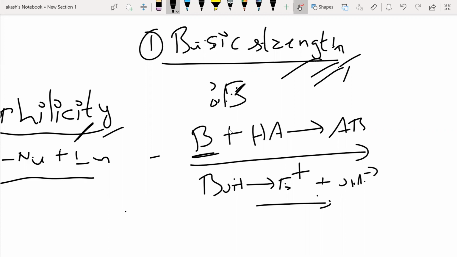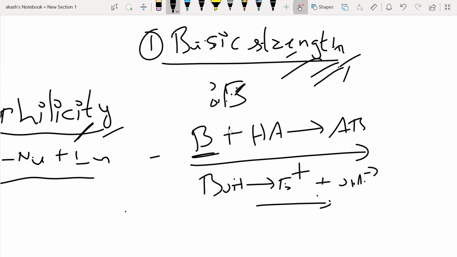If you want to talk about kinetic control, whichever product is able to form quicker will be the major product, and it may or may not be more stable. Hope you understand the difference. It's all about time with respect to kinetic control, but it's all about stability when it comes to thermodynamic control. Anyways, we're not going into details. What I'm trying to tell you is that basic strength is a thermodynamic term and nucleophilicity is a kinetic term.